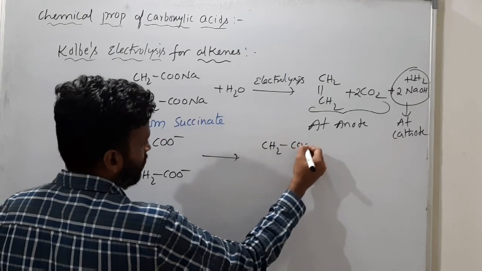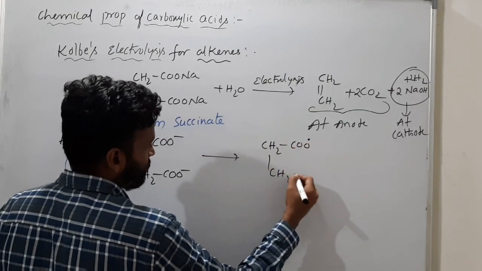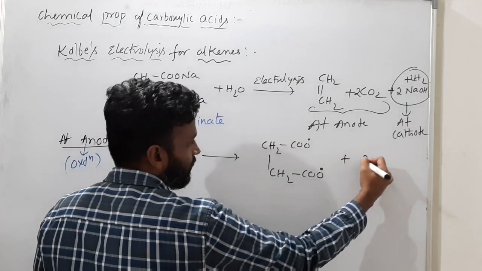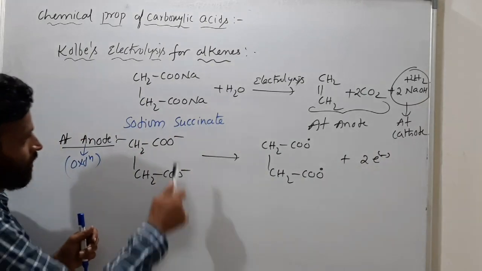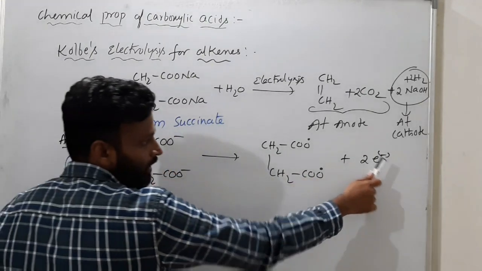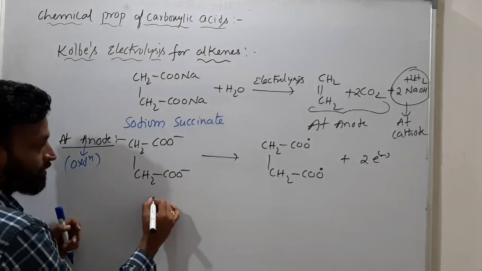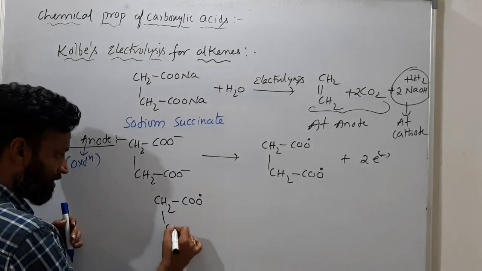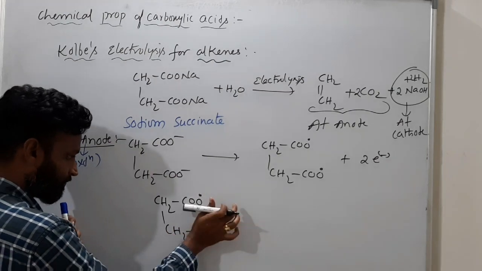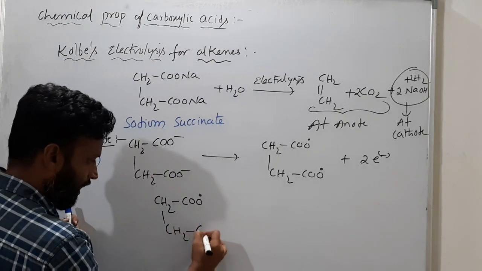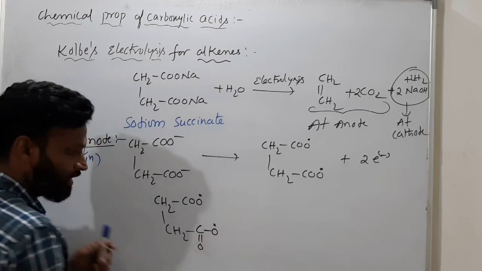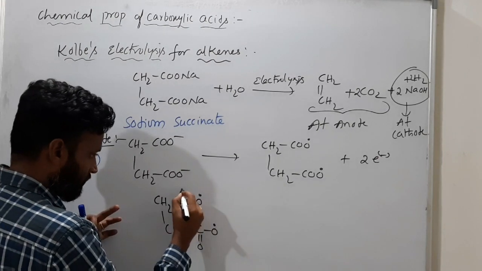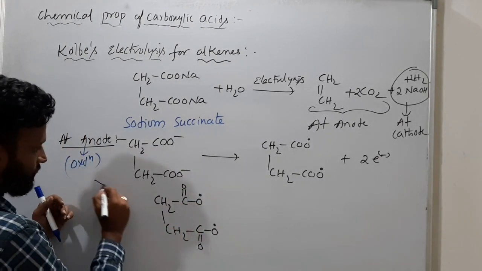So what happens now? CH2COO dot and CH2COO dot. From each minus charge, 1 electron is removed. That means 2 electrons removed, 1 electron from here and 1 electron from here. So remaining, what you have here is CH2COO dot and CH2COO dot. I will write it for our convenience as C=O with a dot, and here also C=O with a dot.